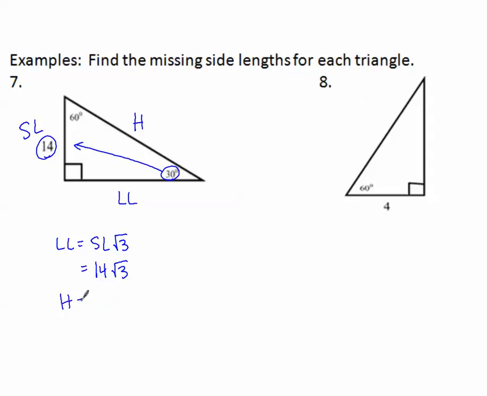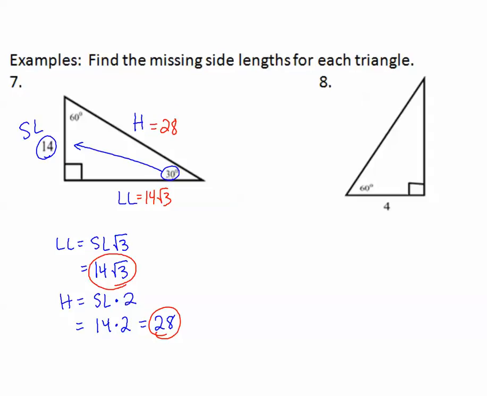Done. The hypotenuse is the short leg times 2. So in this problem, it's 14 times 2, or 28. Done. That's all there is to it. Long leg is 14 square root of 3. Hypotenuse, 28. Want to try number 8? Pause the video, come back, see how you did.